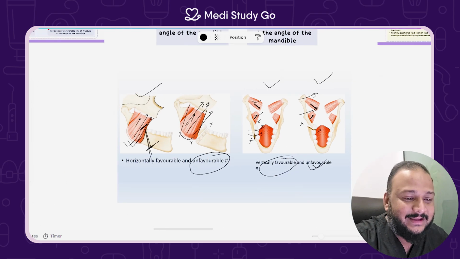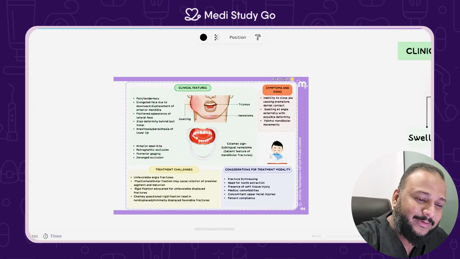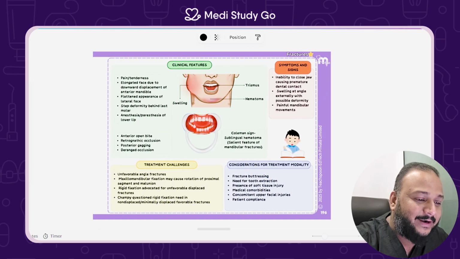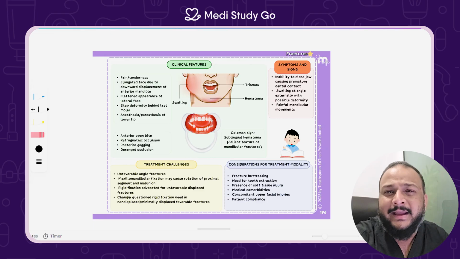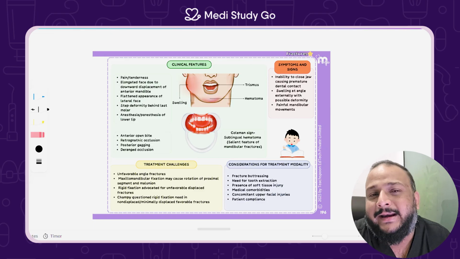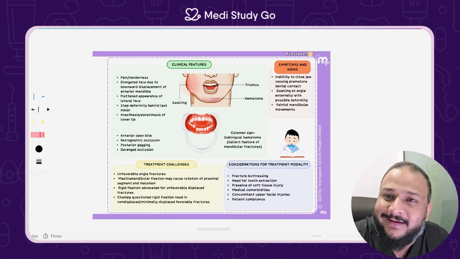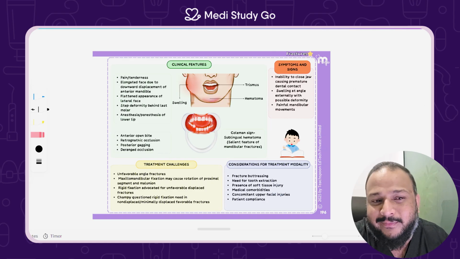I hope you guys have completely understood this particular concept. The next thing that I would like to tell you about is the clinical features. So if you see any fracture will bring in clinical features like pain, tenderness, step deformity, and mobility.